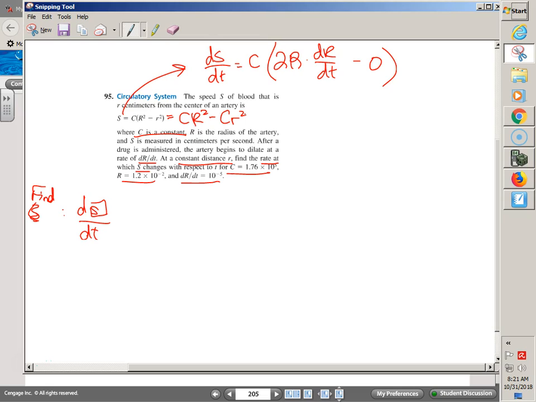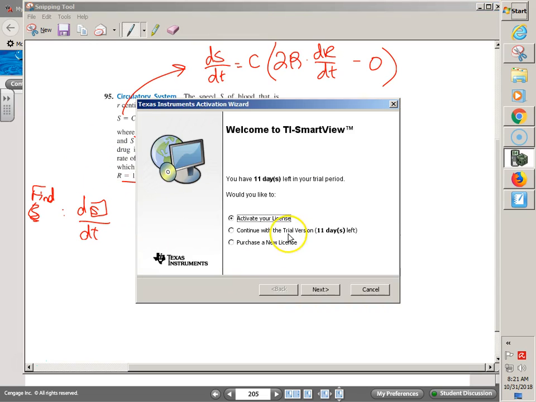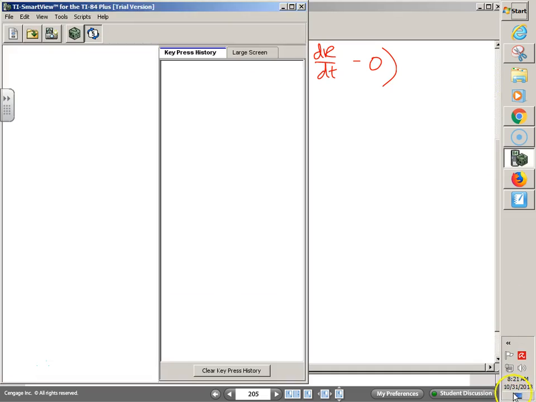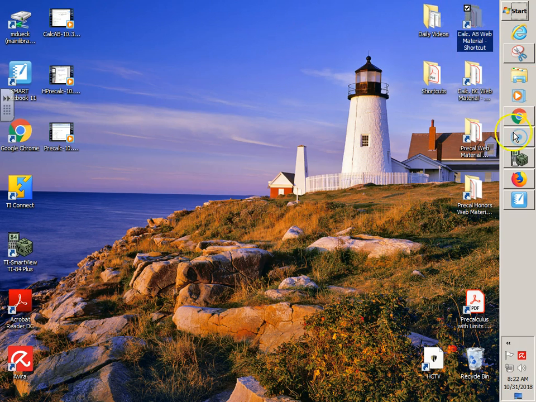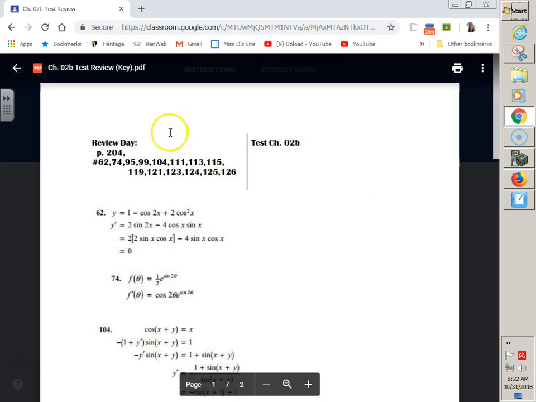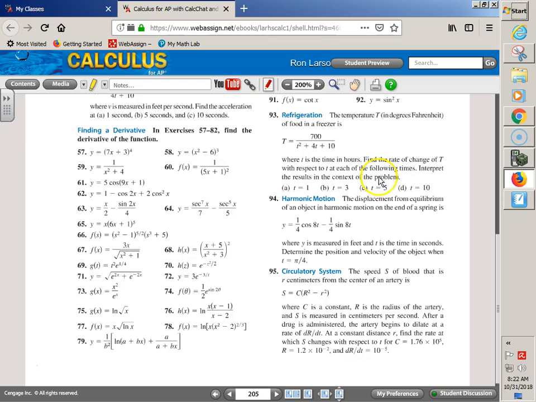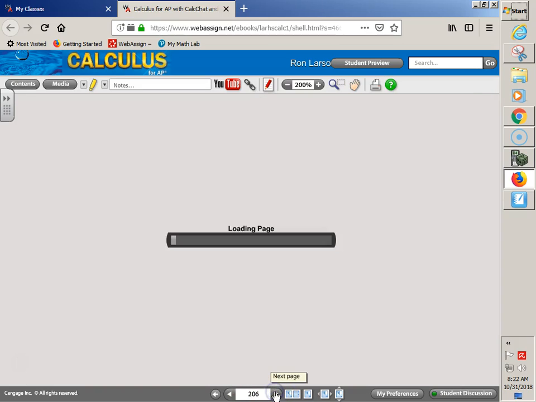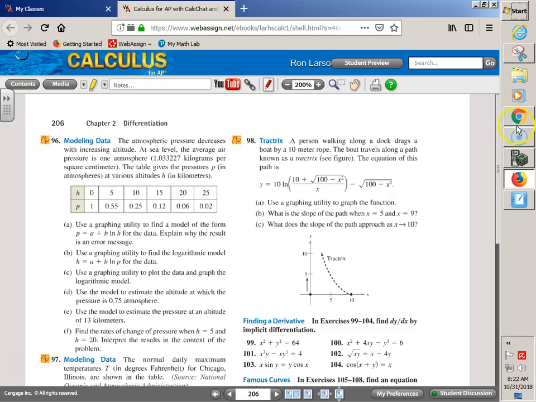Plug and chug. The next one after number 95 was number, Grace, what was it? 104. I have my calculator in case you guys have any questions how to use your calculator. Otherwise, I'm not going to really stress about it as far as actually finding you the decimal answers, etc.